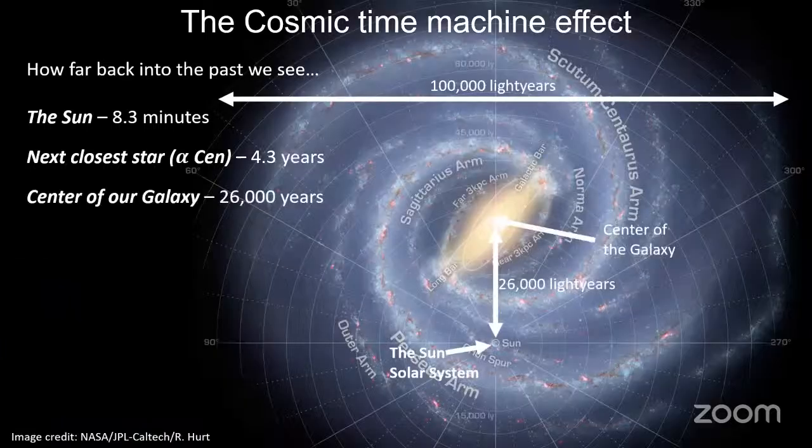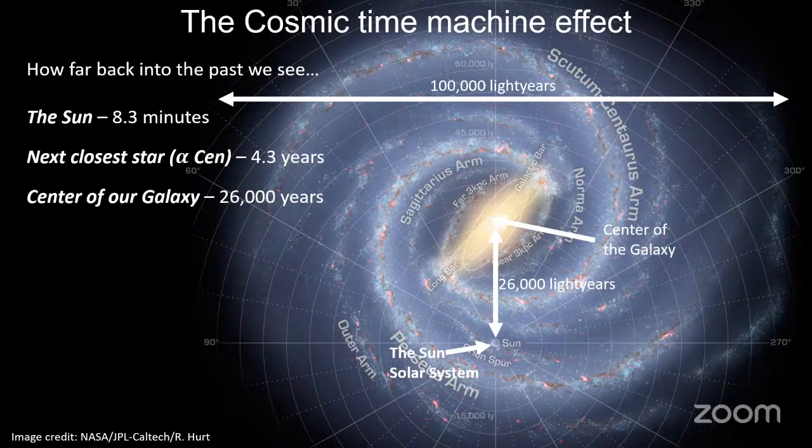Let's think about our galaxy, the Milky Way. This is kind of a schematic map of the spiral galaxy, the Milky Way that we live in. Our sun is not at the center of the galaxy. It's about halfway between the center and the edge. And the entire diameter of the Milky Way galaxy is roughly 100,000 light years across. So now we're looking at really longer timescales into the past.